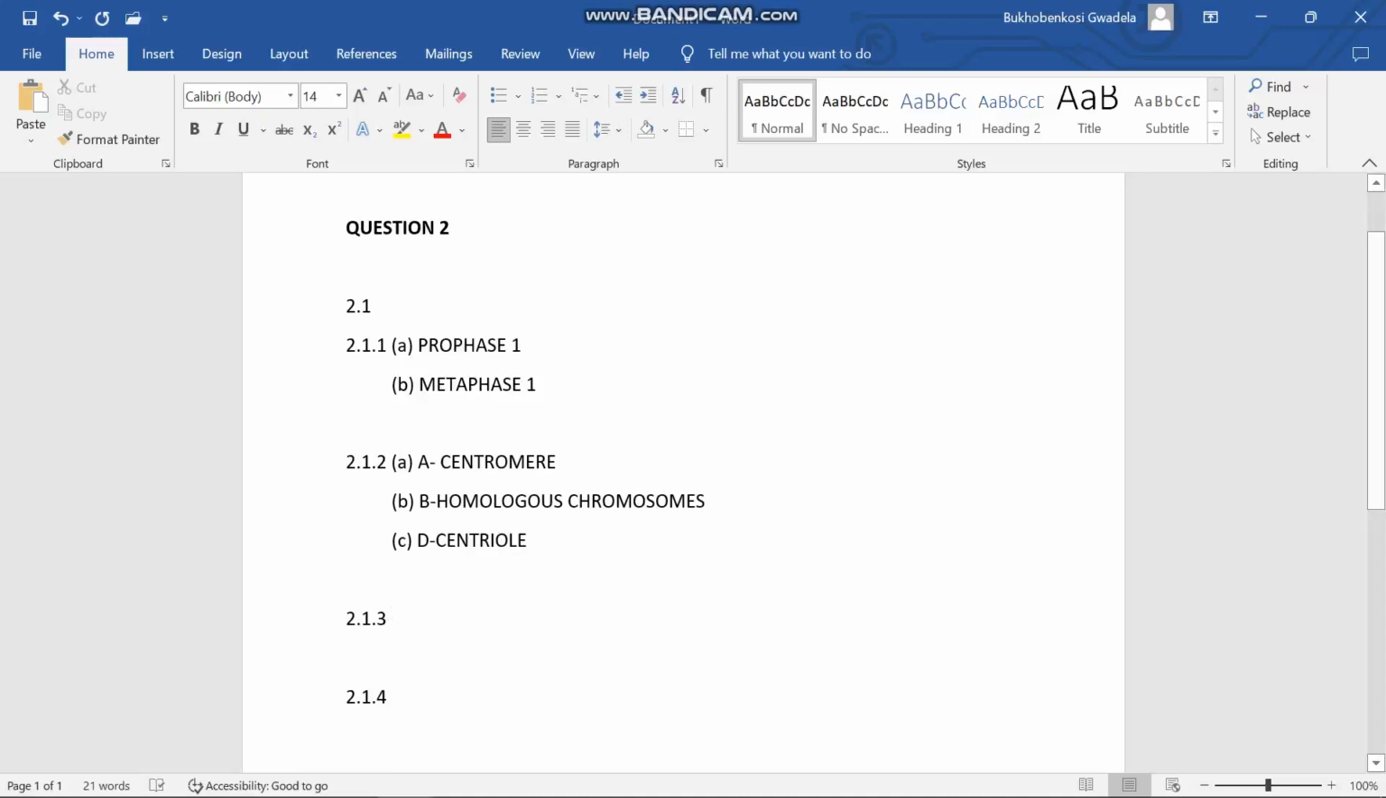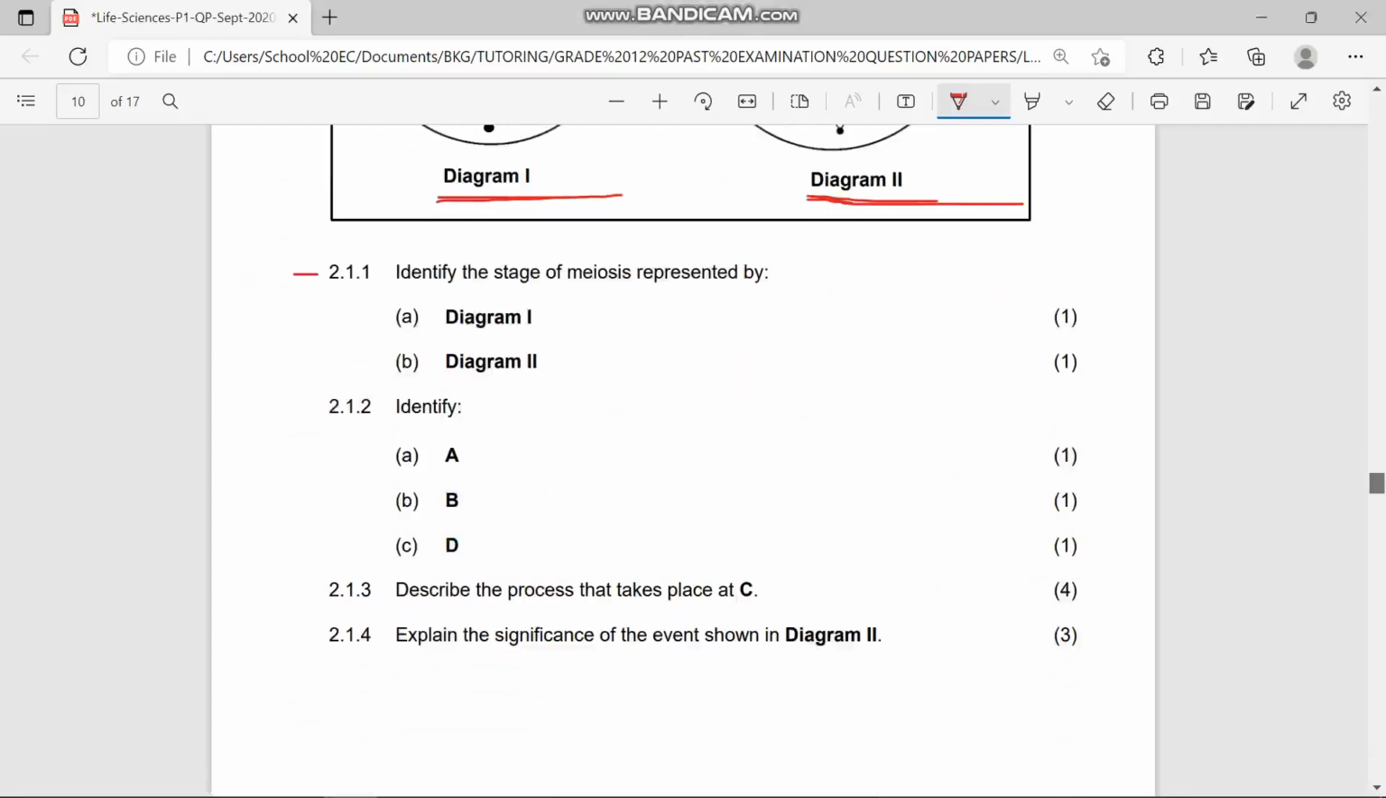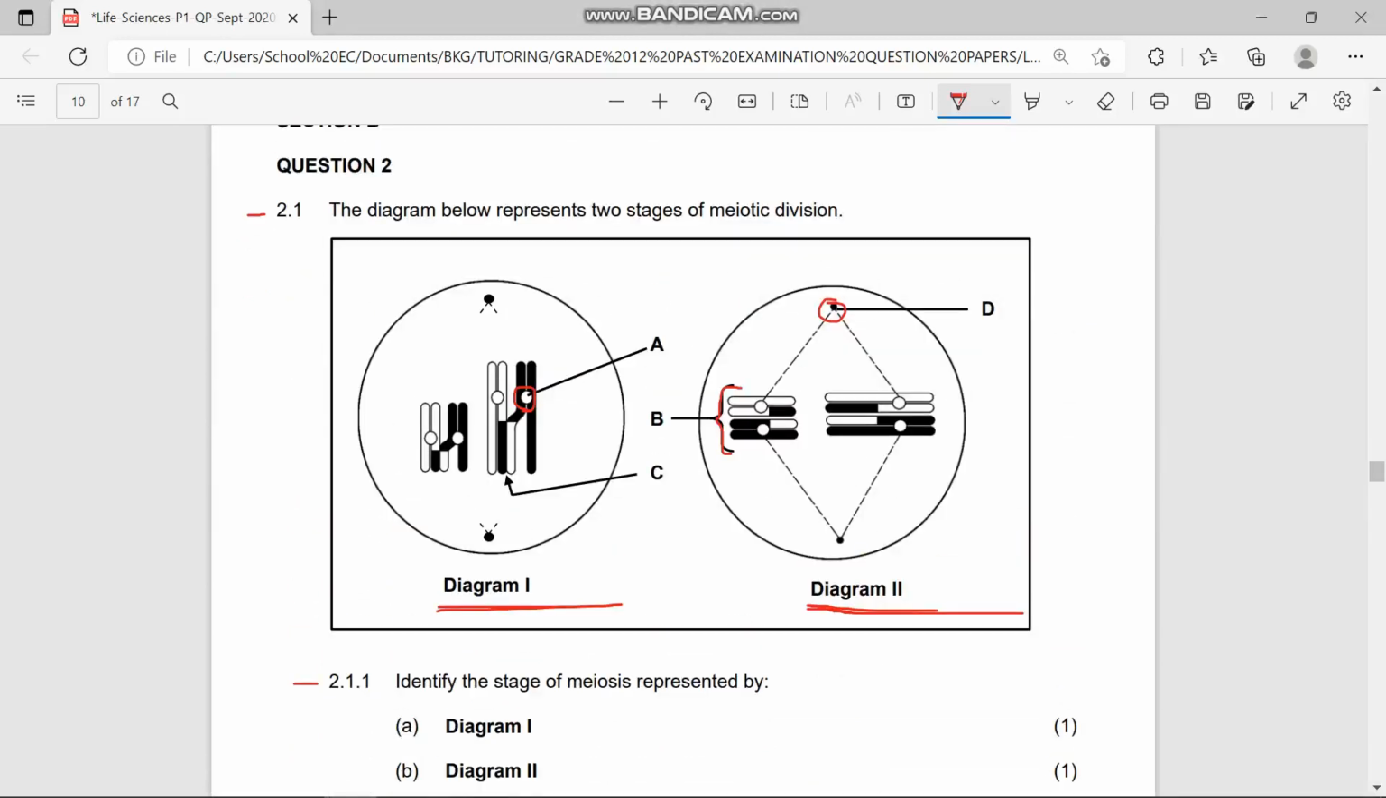Question 2.1.3 says describe the process that takes place at C. That's the process I did not want to tell you, guys. I knew there would be a question asking us to describe it. That's crossing over. You can see one chromatid transferring genetic material to another chromatid on a different chromosome. That point is called a chiasmata.